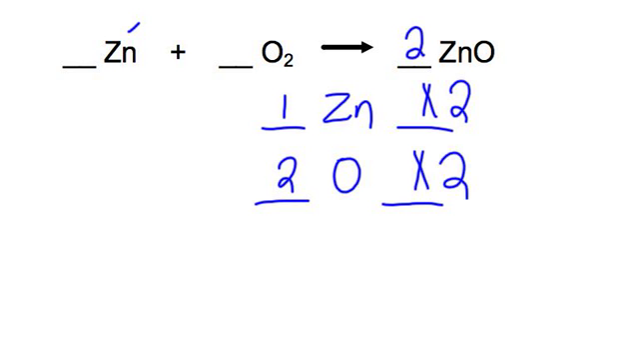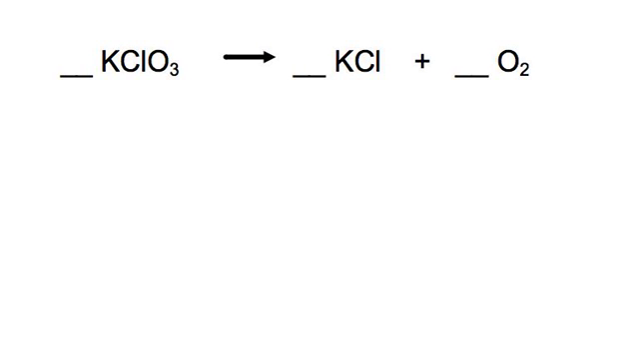So now my oxygens are balanced, but I got to fix the zinc, so I have to put a 2 in front of the zinc, giving me 2. So now this is balanced, I'm done. The oxygen gets left alone. So this works the same as the picture, but again, I didn't have to draw it all out. All right, so let's try another problem.